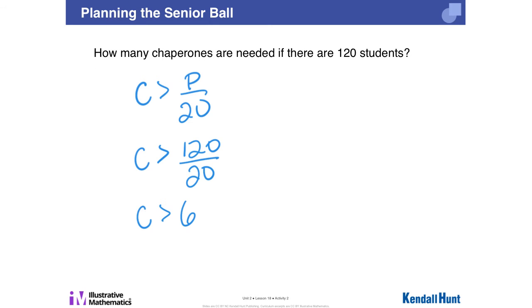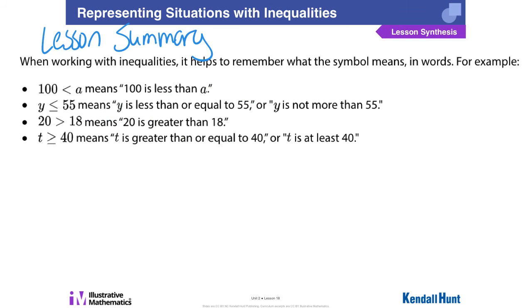From the previous slide, we saw that the number of chaperones has to be greater than the number of people divided by 20, or one chaperone per 20 people. So if there's 120 people there, 120 divided by 20 is 6, and so the number of chaperones has to be greater than 6.